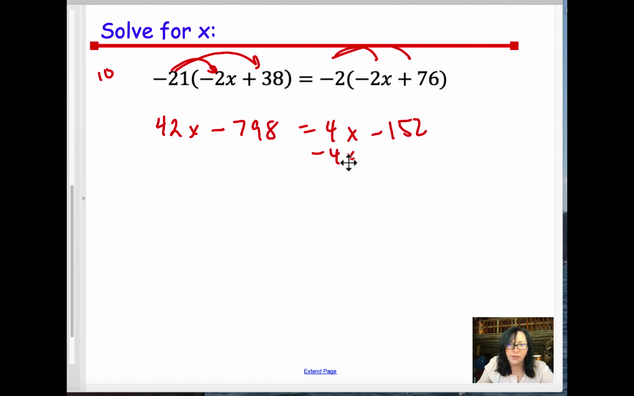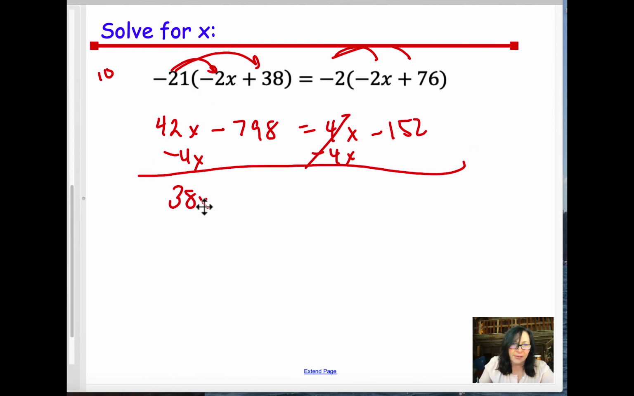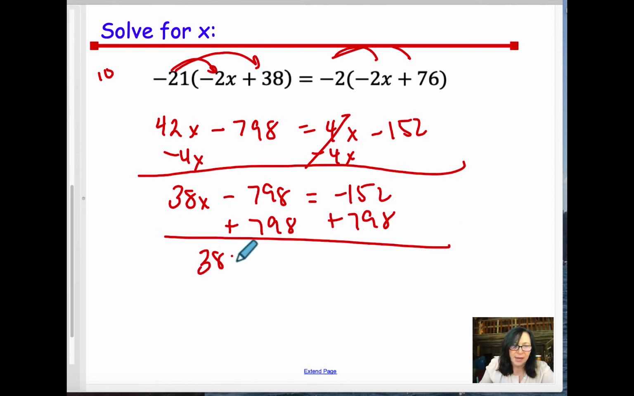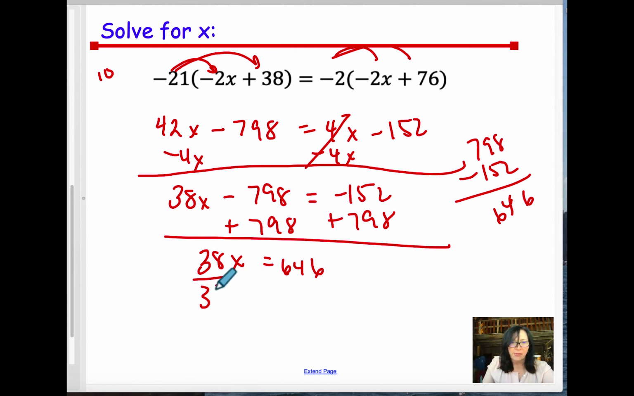I'm going to move my 4x to the other side, and in doing that, the 4x's here will cancel. I'll get 38x minus 798 is equal to negative 152. I'm then going to add 798 to both sides. And in doing that, I'm going to get 38x equals this value here, which will be positive. 798 minus 152 is going to be 646. And then I'm going to divide both sides by 38. For problem number 10, this is 646 divided by 38. Use your calculator. Check your work.